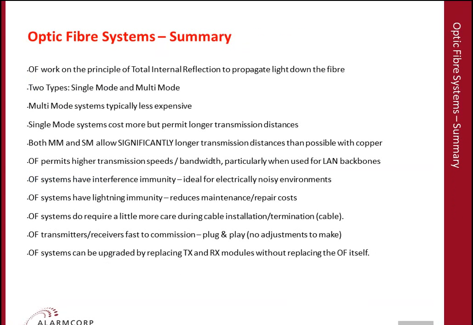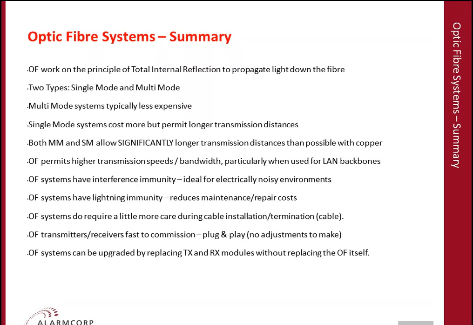Okay, so let's summarize. Optic fibers work on the principle of total internal reflection to propagate light down the fiber. We have two fundamental types of fiber, single mode and multi-mode. Multi-mode systems are typically less expensive, whereas single mode systems typically cost more but permit longer transmission distances. However, both multi-mode and single mode allow significantly longer distances than is possible with copper, and that's for either video surveillance or network transmission. Optic fiber permits higher transmission speeds and bandwidth, particularly when we're talking about local area network backbones. Optic fiber systems have interference immunity. They have lightning immunity.